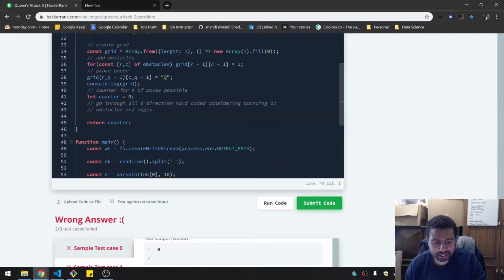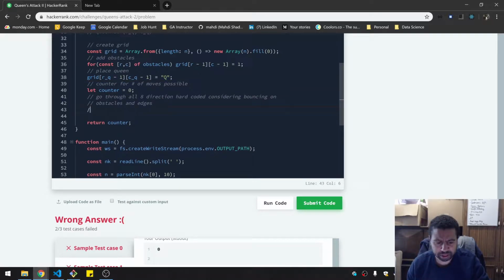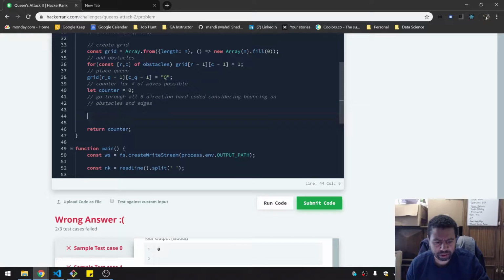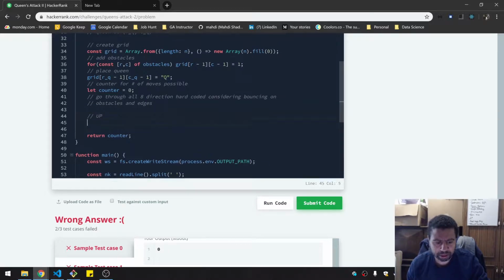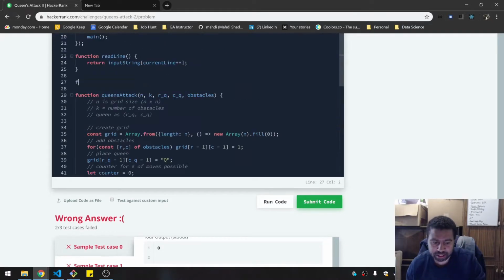I think that's definitely maybe the harder approach, but it's also the one that I know will definitely work. So here I'm going to go up. This is going to be a bunch of while loops, I think. Maybe it's better if I abstract this a little bit. Function check up. It'll take a grid and the queen position.